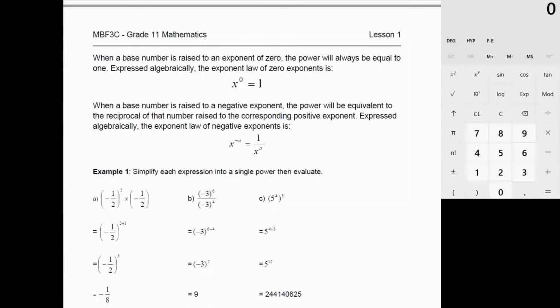So this is our exponent law when we have an exponent of 1, and an exponent raised to the power of 0. So that's x to the power of 0 equals 1. And then when an exponent is raised to the power of a negative, we would have this law here. X to the negative a is the same as 1 over x to the power of a.